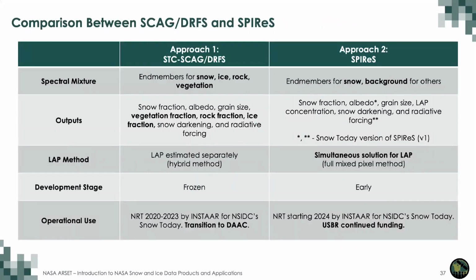And I put this here mostly just for reference, and like I said, Carl will talk about this more, but this just kind of shows the comparison between those and how they're put together. The main thing is this light-absorbing particle, the way it handles those. Instead of doing it separately for the SCAG DRFS, it does it simultaneously for SPIRES. SPIRES is still under development, whereas the SCAG DRFS is pretty much complete in terms of its development and being transitioned to the DAAC.